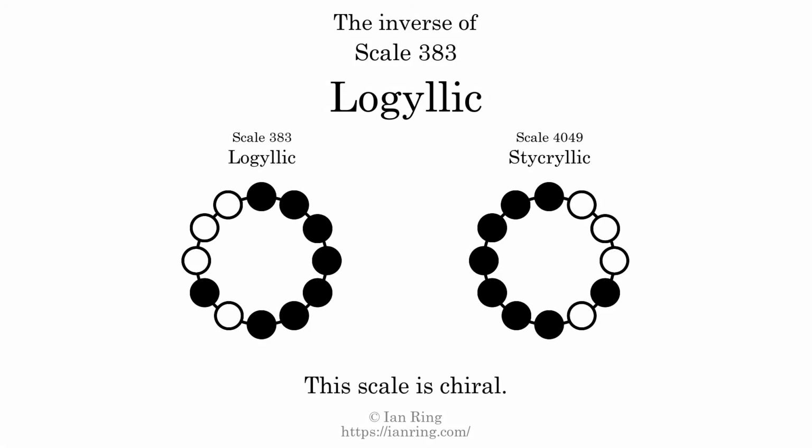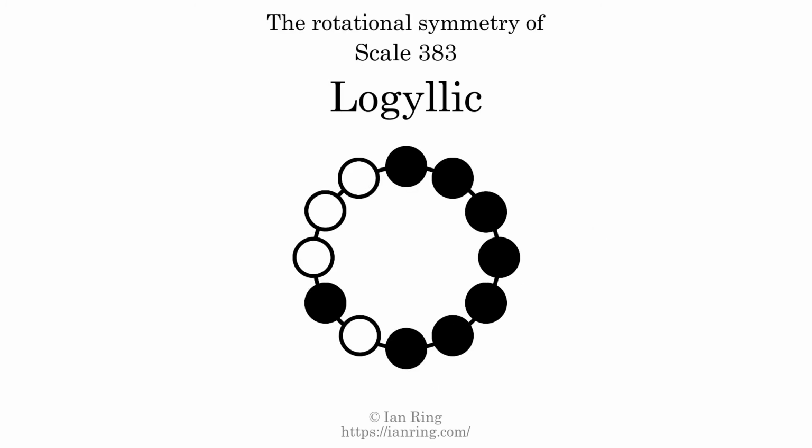The inverse of a scale is a mirror image. It is what you get when the sequence of intervals is reversed. The inverse of this scale is scale 4049, also known as Logyllic. This scale is chiral. It cannot transform into its inverse by rotational transformation. This scale has no rotational symmetry.